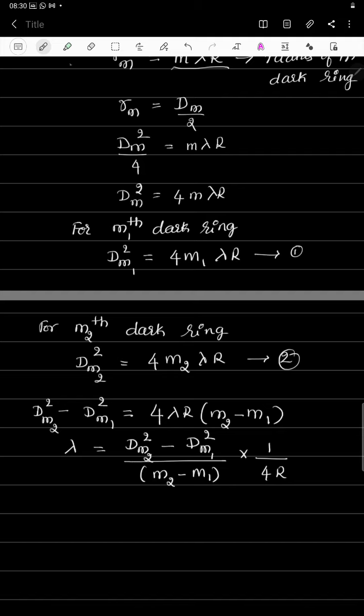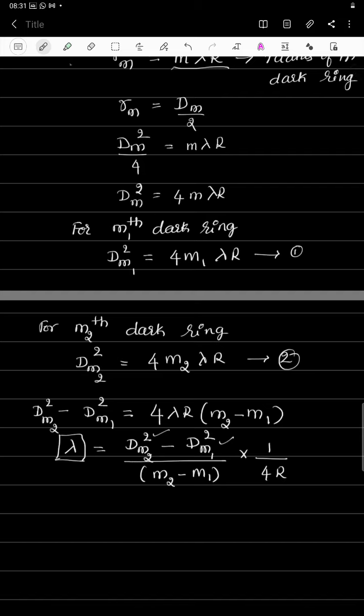So our aim is, with the help of a traveling microscope, we have to determine this dm1 and dm2. If you measure these two things with the help of a traveling microscope, the wavelength of light can be easily determined with the help of this Newton's ring experiment.